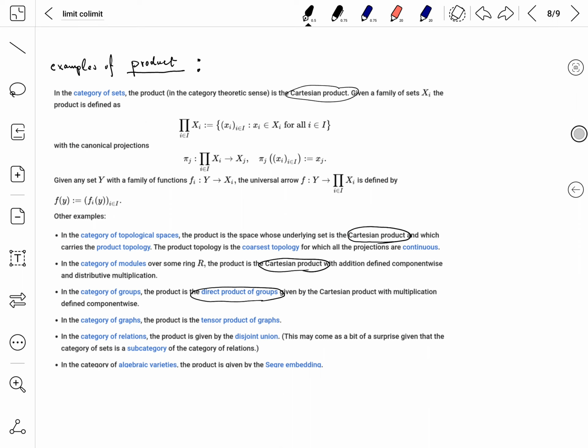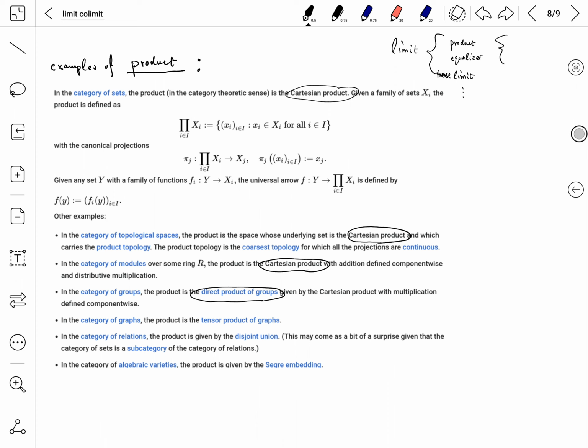Finally, let's look more precisely at examples: product and coproduct. Let's look at the product maybe. What I want to say is that we start with limits, and then you have many examples of limits. Among them you have product, equalizer, inverse limit, etc.